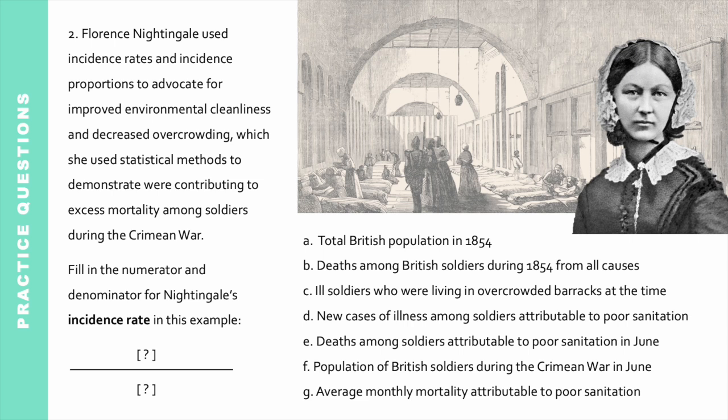Florence Nightingale used incidence rates and incidence proportions to advocate for improved environmental cleanliness and decreased overcrowding, which she used statistical methods to demonstrate were contributing to excess mortality among soldiers during the Crimean War. Fill in the numerator and denominator for Nightingale's incidence rate in this example. Imagine dragging and dropping the lettered answer choices into the question mark blanks.